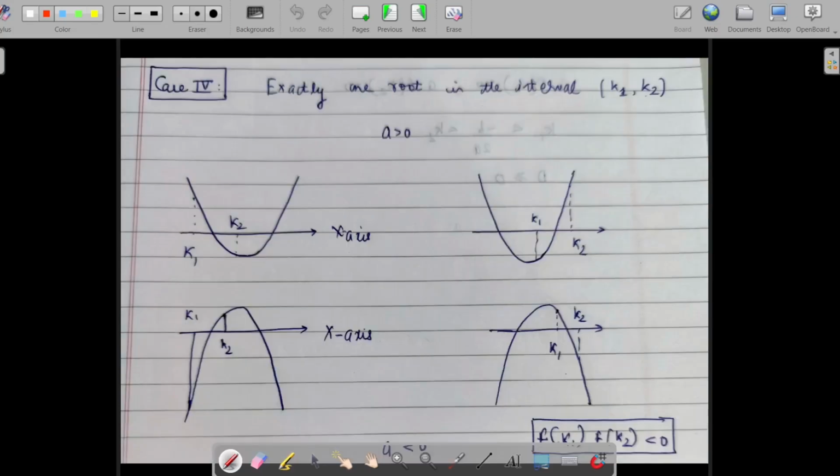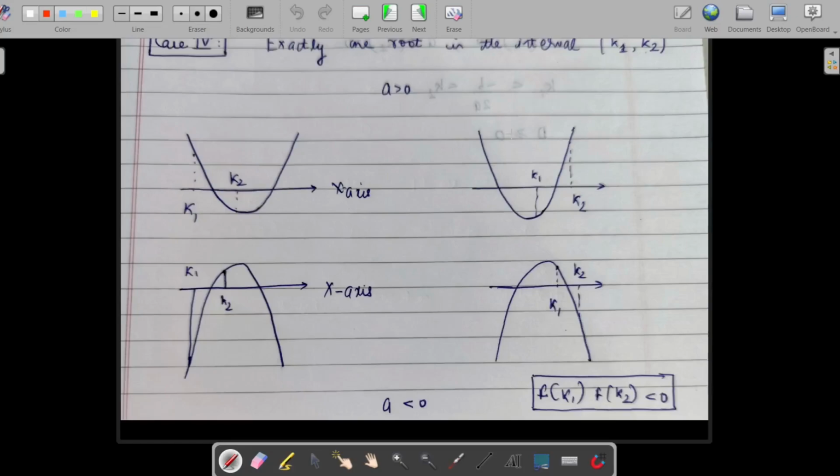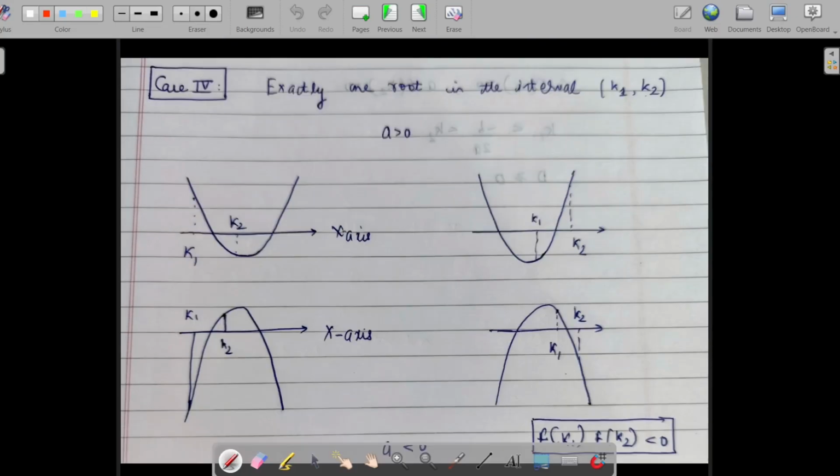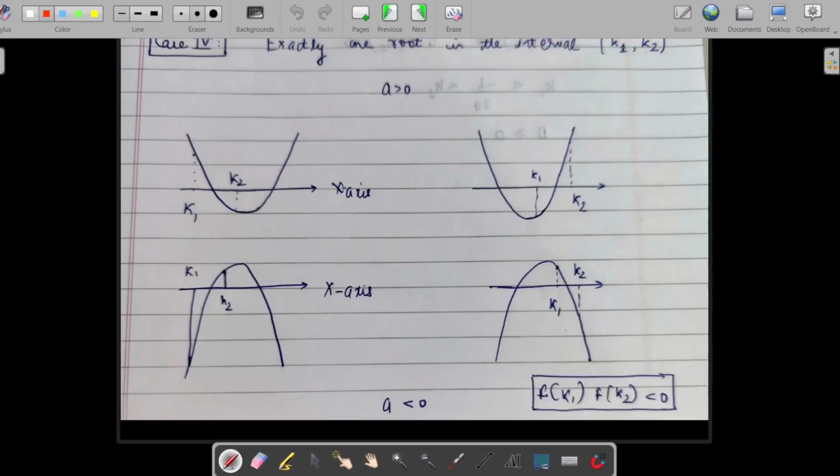The next thing is exactly one root in the interval k1 and k2. So again, we will visualize it using graphs. When a is greater than 0, we have two cases. When a is less than 0, we have two cases. It's not a sub case, okay? It's just that I have visualized it. The conditions will come out to be a single condition, but it is helpful to visualize it.